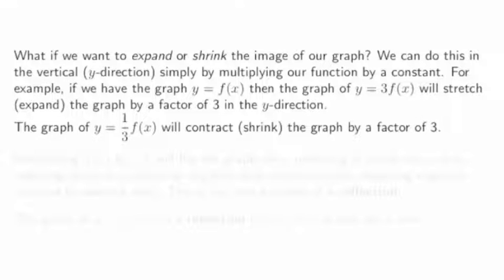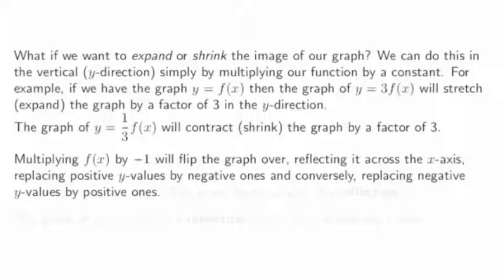On the other hand, if we want to shrink the graph by a factor of 3, let's divide on the outside by 3. So y equals 1/3 f of x will contract or shrink the graph by a factor of 3. Vertical contractions or expansions are easy to do. You multiply on the outside by the appropriate constant.